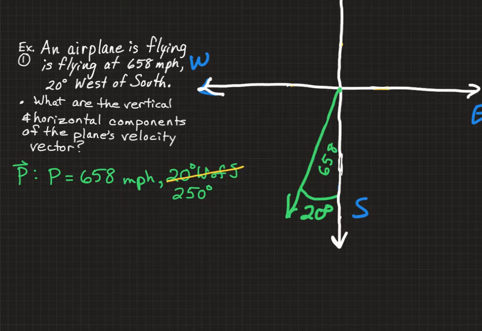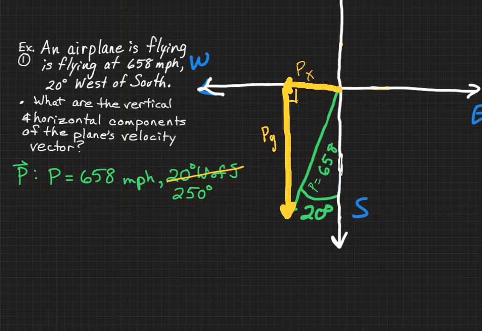Since we're letting this vector be called P, the magnitude is 658, we are looking for the x component of P, or P sub x. Let's make that a little bit bigger. There. And then we're going to be looking for the y component of P. So that will be P sub y. And that is a right angle there, in case you're wondering.